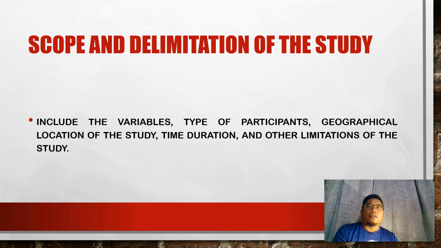Example, a very important thing is the geographical location of the study and the type of participants. So of course, you'll be dealing with people, answering those questions, answering your tools in doing your research. So in scope and delimitation of the study, we will state here as a researcher who your respondents are and what particular area, and how big is the scope of your study.